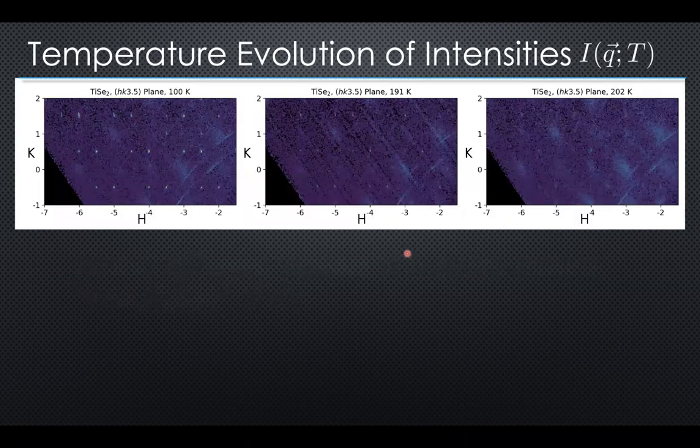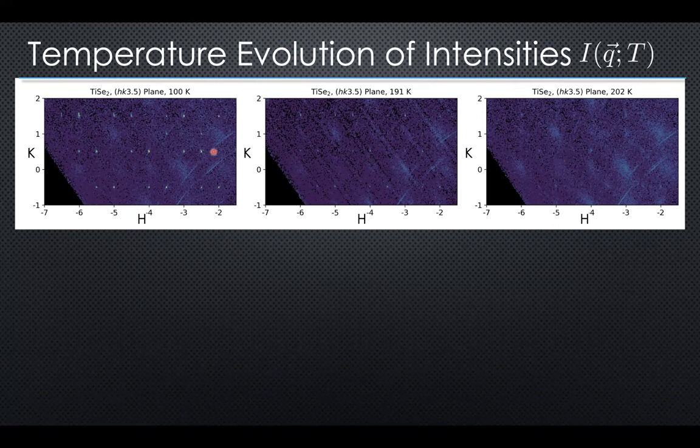So what are we envisioning? This is an example of how the scattering intensities evolve if you know which plane to look at: 100 Kelvin, 191 Kelvin, heating up. And the material is titanium diselenide. It's a material that is known to be a charge density wave material. So this is the data set that we used to develop the tool, because we know what is going on in this material very well. What it's showing is there are these superlattice peaks that disappear above a certain temperature.